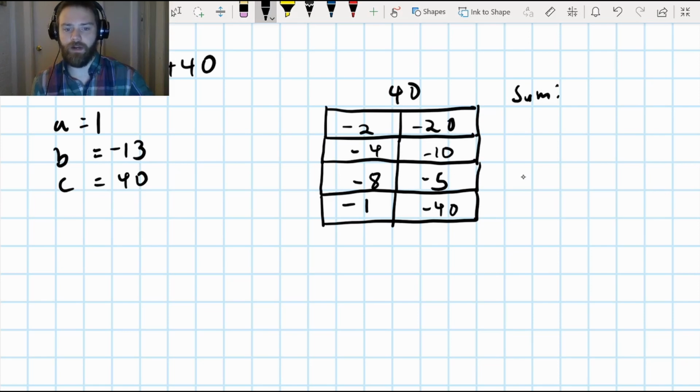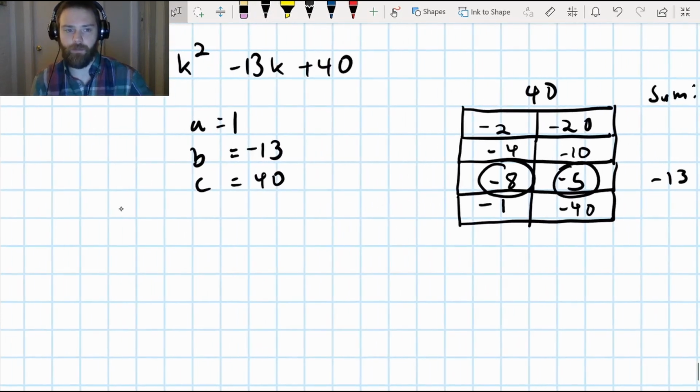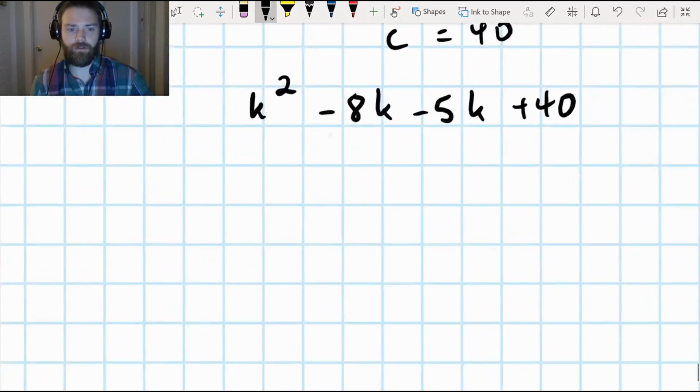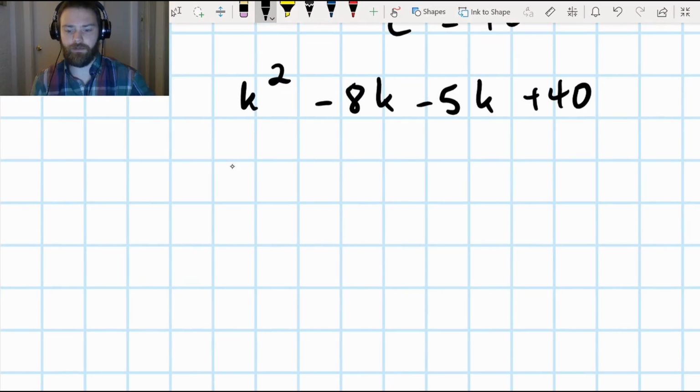-8 minus 5 is -13. So they multiply to be positive 40, and they add to be -13. So that's my pair. So I'm going to split up -13k into -8k and -5k. So out of the first two terms, I can factor a k out. So I'm left with k times k minus 8.